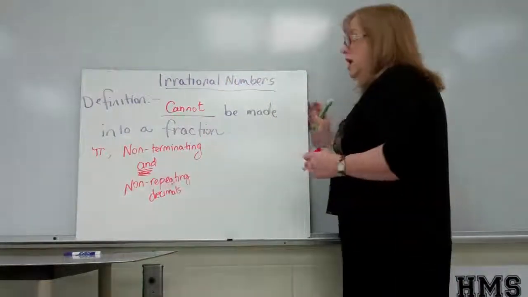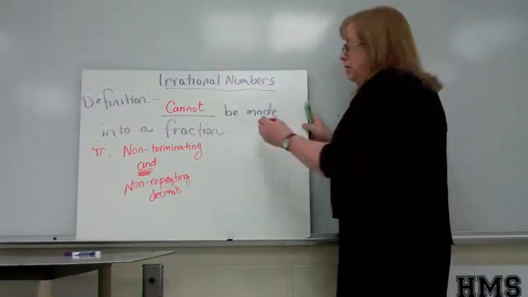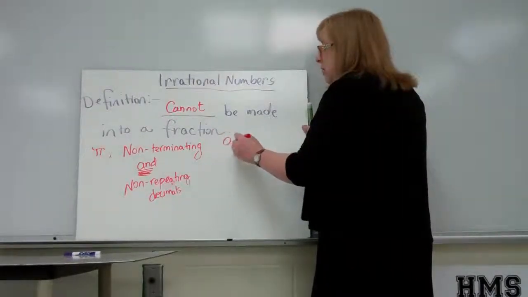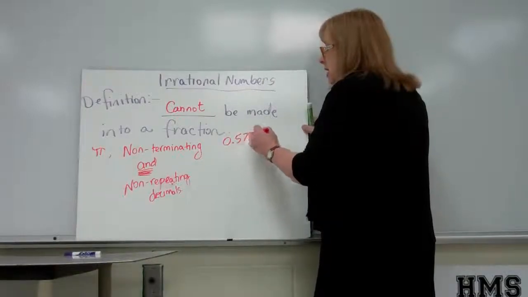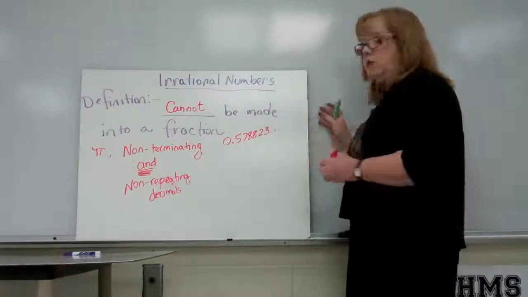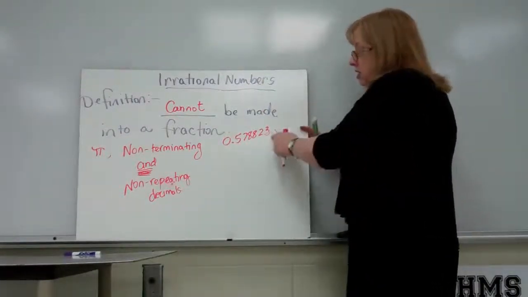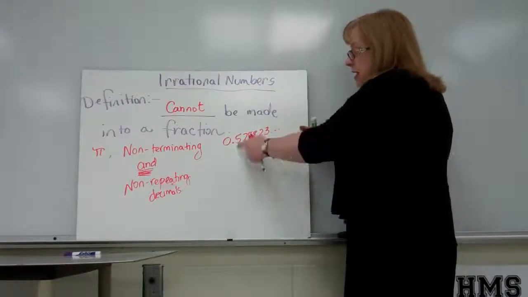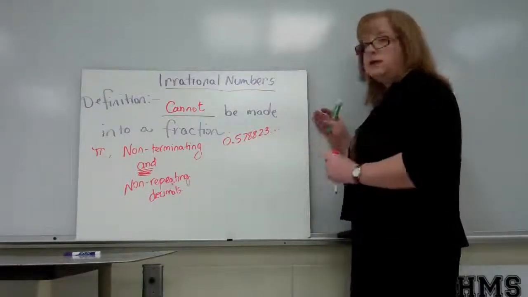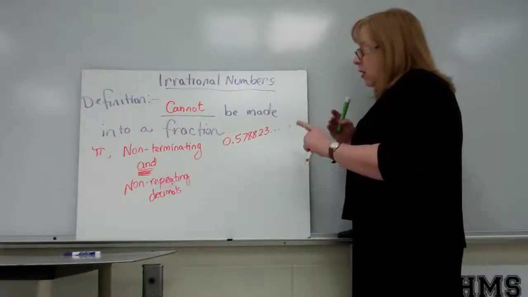Okay, so it's impossible for us to write the whole thing because it never ends, but you would see something like 0.578823, and then it would be shown with ... showing that it goes on forever. Alright, so this tells us it's non-terminating, and then as you can see there are no blocks of numbers or single numbers that repeat. Alright, so that's how it would be shown.